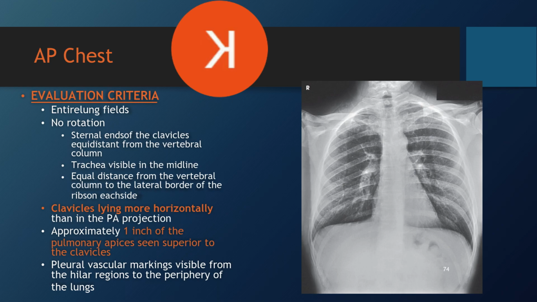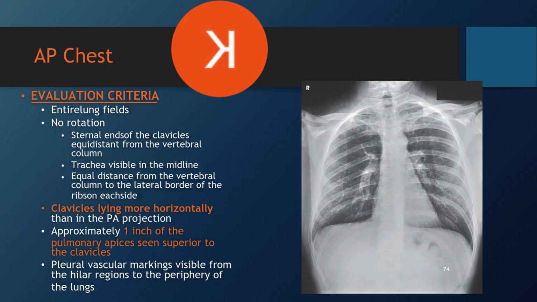Right, for the AP chest evaluation criteria, we want to make sure we see the entire lung fields, the left and the right side. No rotation is seen. So the sternal ends of the clavicles equidistant from the vertebral column. Again, regardless if you're doing a PA chest or AP chest, this is important to remember. We want to make sure the sternal ends of the clavicles are equidistant from the vertebral column. If it is not, that means you have rotation. Trachea visible in the midline. Equal distance from the vertebral column to the lateral border of the ribs on each side.